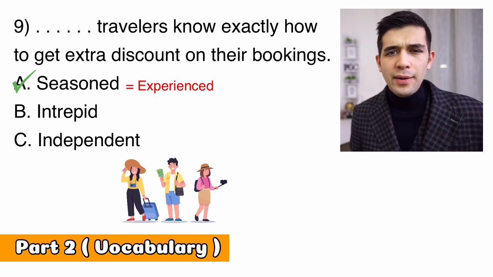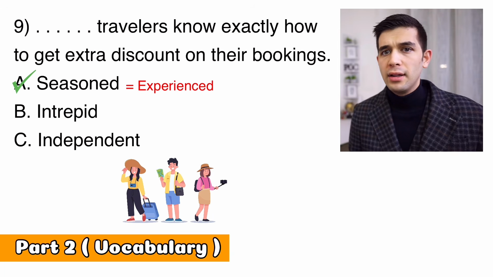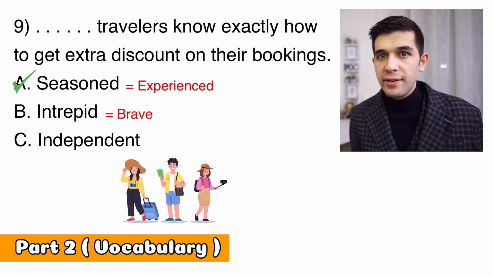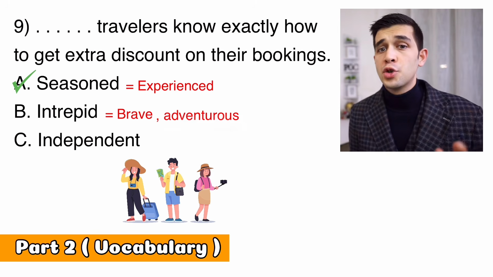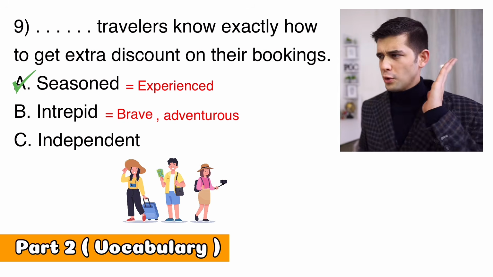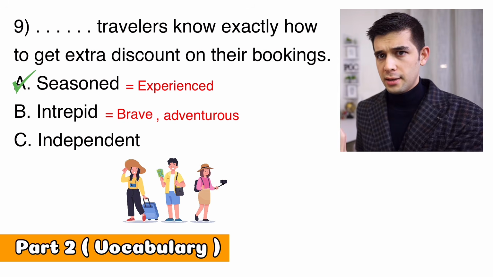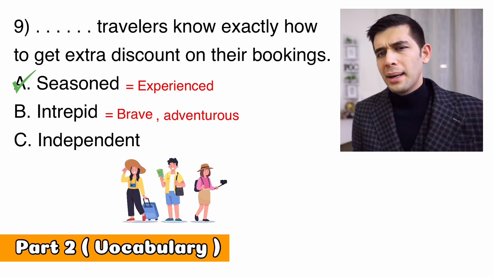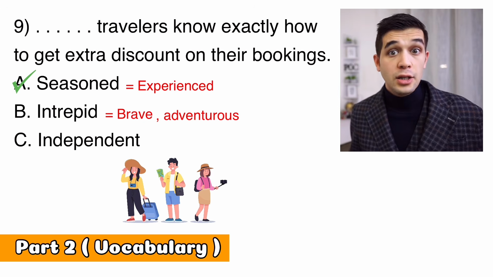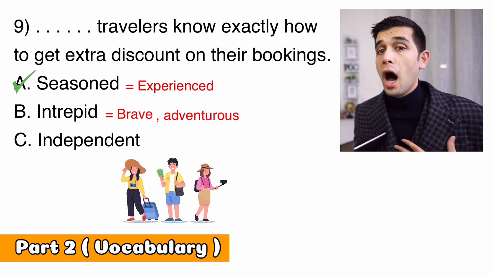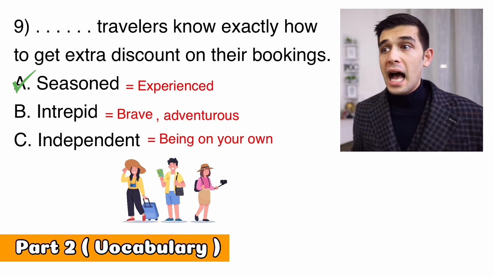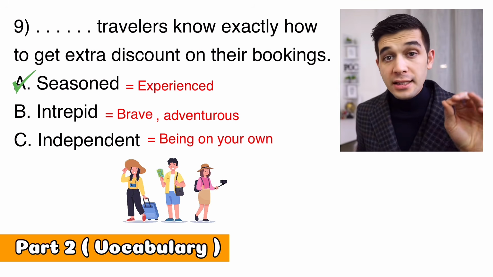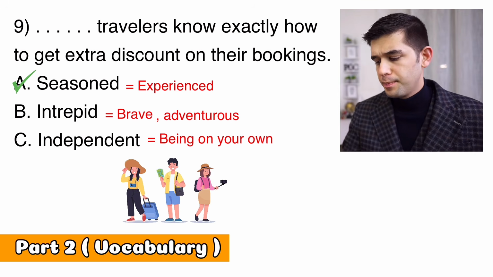But what about the other adjectives? Intrepid traveler. What does that mean? An intrepid traveler is a brave traveler, an adventurous traveler. Someone who goes in the middle of the Amazon forest without being afraid of the crocodiles or snakes. And what about independent traveler? That's a traveler who travels on his or her own without asking the agencies for help. Excellent job! Let's see if you can answer this last question.